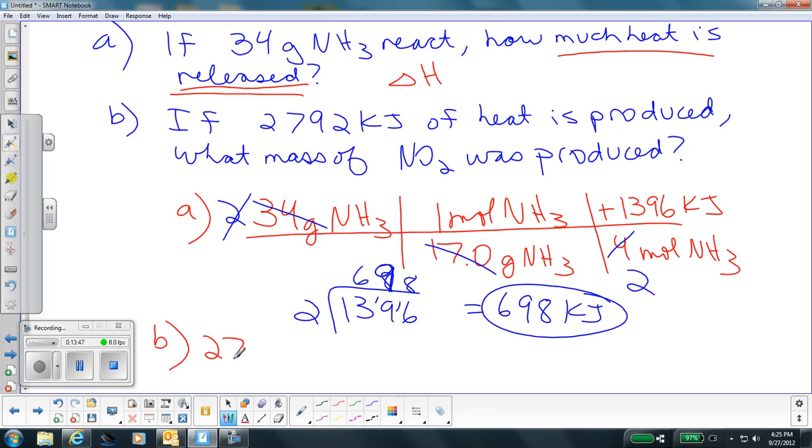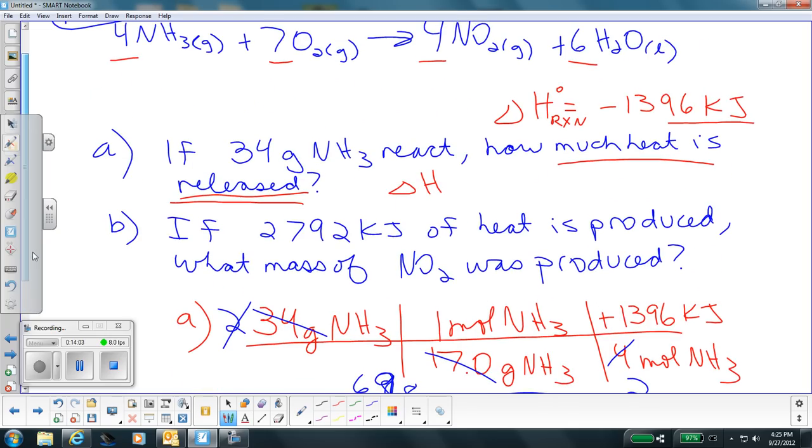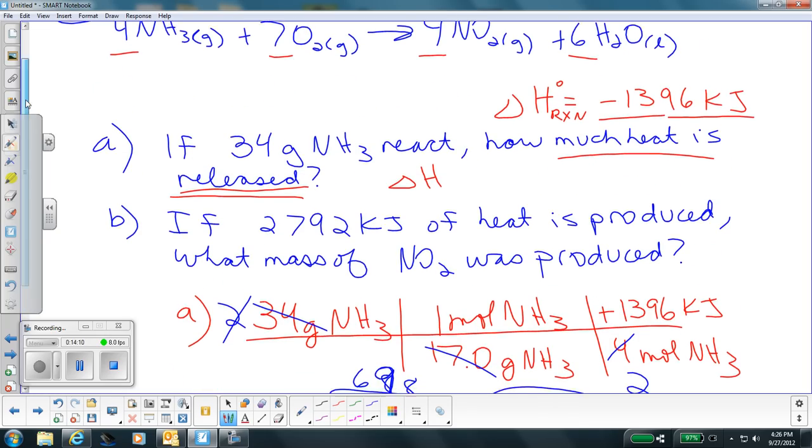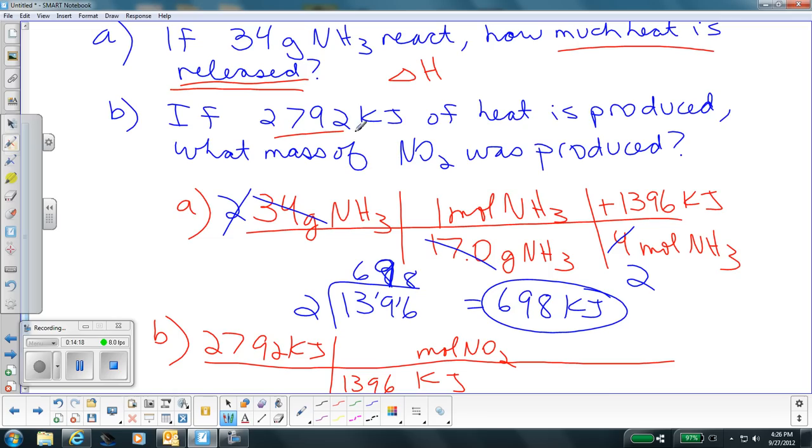You've got 2792 kilojoules of heat produced. We're going to have to convert from kilojoules of heat to some kind of mole, and we're trying to get to moles of NO2. So we're going to look back at our reaction, and right here we have our negative 1396 kilojoules. But again, I'm going to use a positive 1396 because the question tells us that this amount of heat is produced. So it's positive heat being produced. We can use the absolute value of the enthalpy for the reaction.